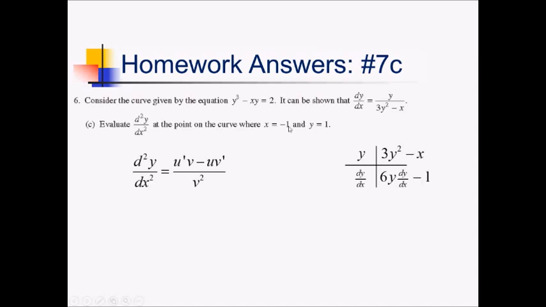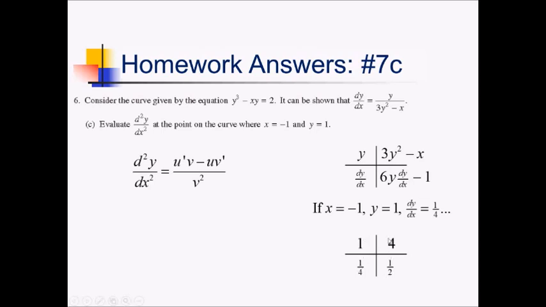And now I'm plugging in the x value, negative 1, y equals 1, and from part A, dy over dx at this point, which was 1/4. Plugging all that in, we've got y, which is just 1. This is going to be 3 times 1 squared minus negative 1, so 3 plus 1, which is 4. And dy over dx, again, we said that was 1/4 from part A. This is going to be 6 times 1, so just 6, times 1/4, so 6/4 minus 1. Well, that's really 3/2 minus 1, which is just 1/2.